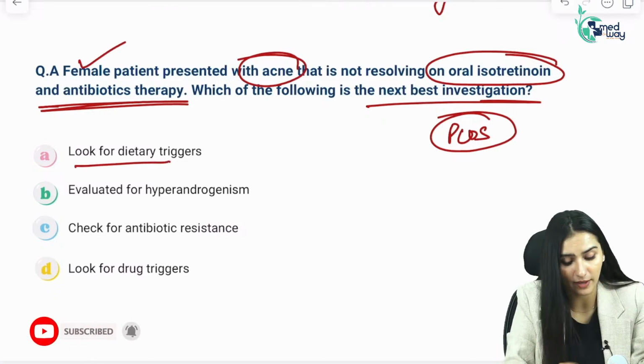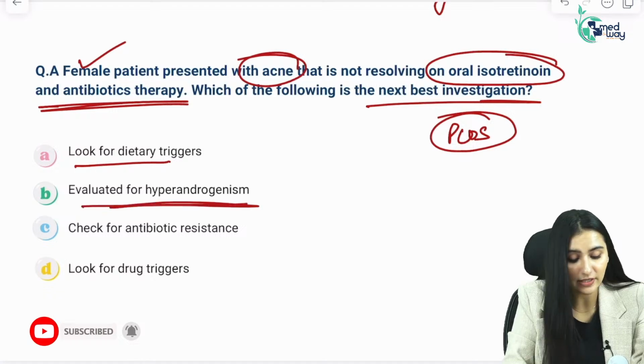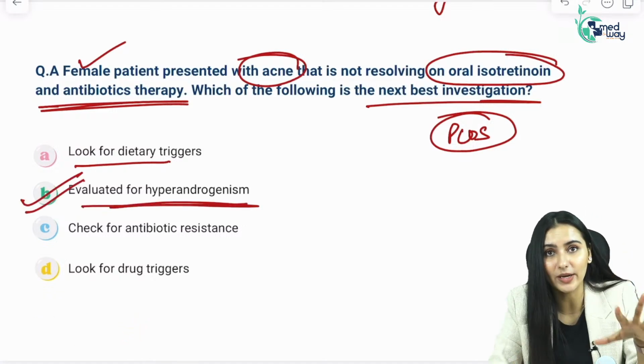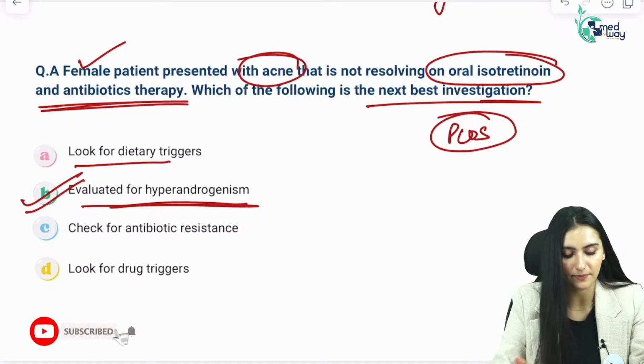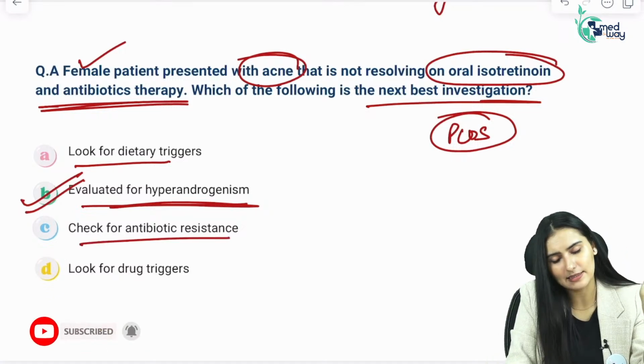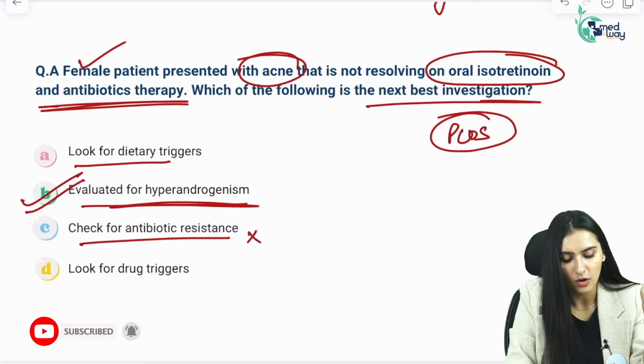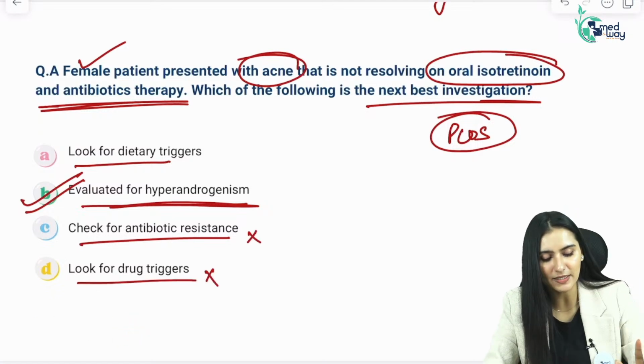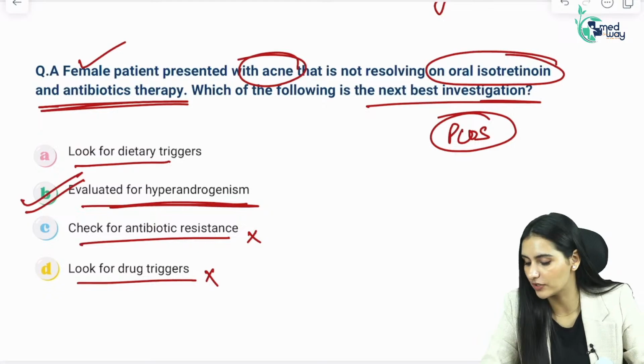Look for dietary triggers. Which is the next best investigation? Dietary triggers, okay. Evaluate for hyperandrogenism. Yes, you want to evaluate if she has PCOS or not. You have to evaluate for hyperandrogenism. Check for antibiotic resistance. No. Look for drug triggers. No. She has PCOS. Evaluate her for hyperandrogenism.